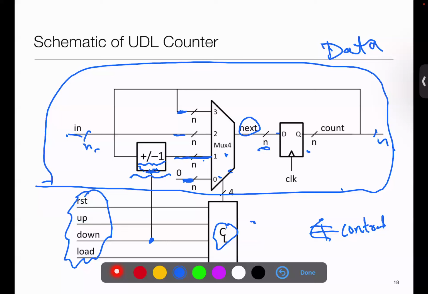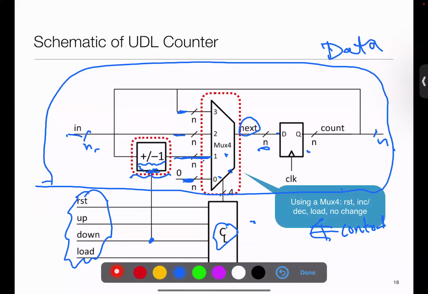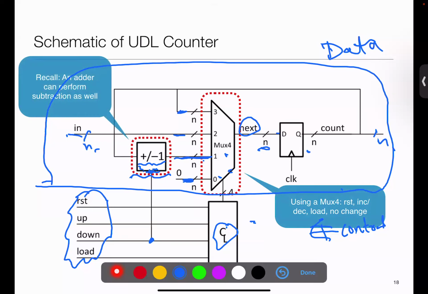So that's an up-down counter. Still kind of more complicated than what we saw earlier, but still simple enough. So we are going to now look at some more examples.